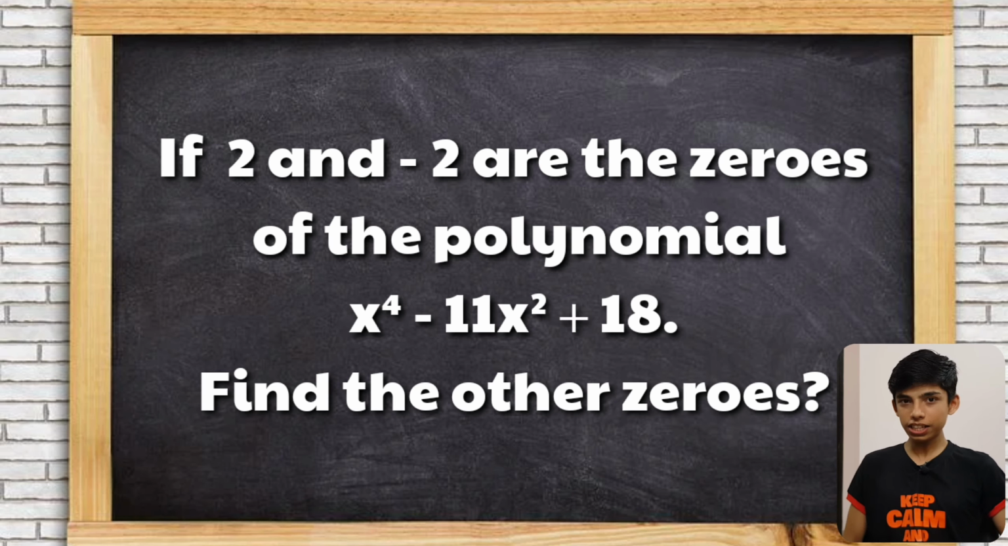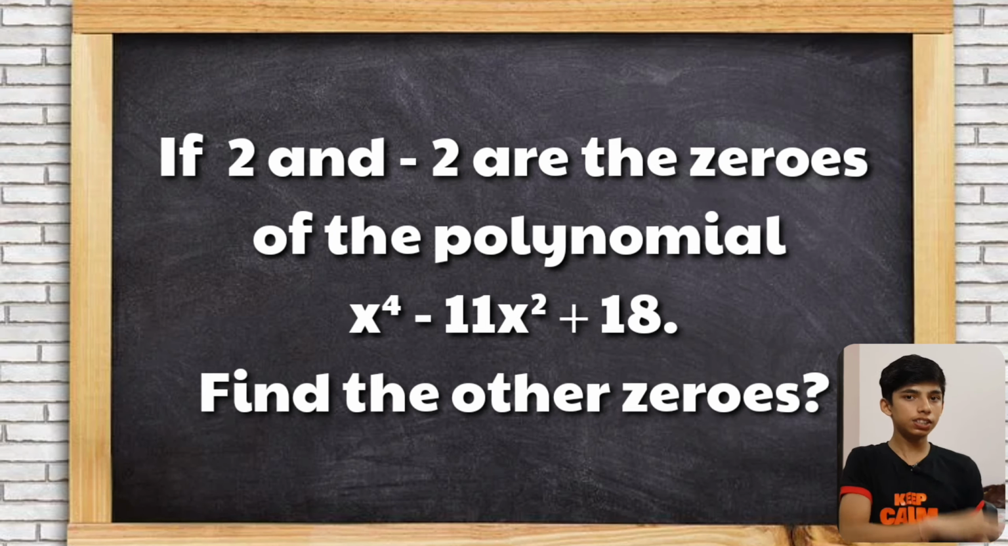Okay, so in this question we have a biquadratic polynomial and they have given us two zeros, and now they are asking us to find the other remaining zeros.